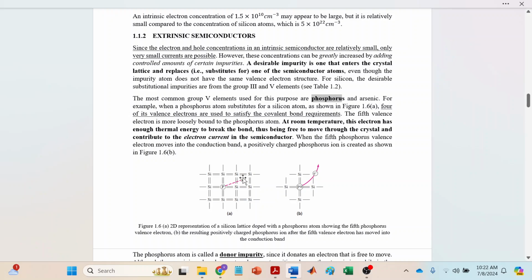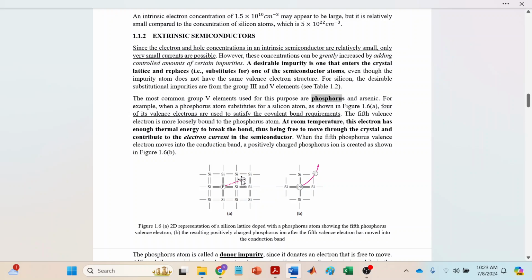That 5th one is loosely bound to the phosphorus atom. So at room temperature, we don't even need to increase the temperature for an extrinsic semiconductor. At room temperature, the electron already has enough energy to break the bond, because it's already loosely bound. The covalent bond is very loose, because the 8 valence electrons have already been completed. So this 5th one is loosely bound and is even free to move within this crystal lattice.